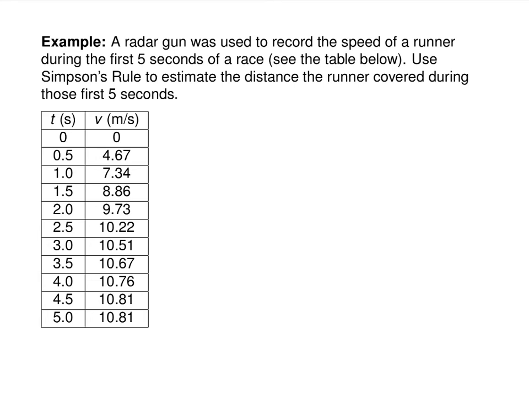So for me, I think it'd be helpful to put numbers here. 1, 4, 2, 4, 2, 4, 2, 4, 2, 4, 1. All right, so we have 0 to 0.5, that's 1, 2, 3, 4, 5, 6, 7, 8, 9, 10. So 11 points means just 10 subintervals. So this is S sub 10. Notice that the delta x is 0.5, so 0.5 over 3.